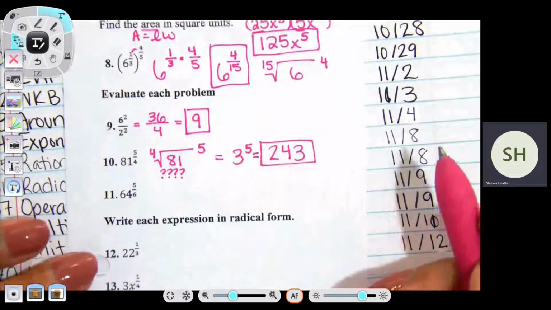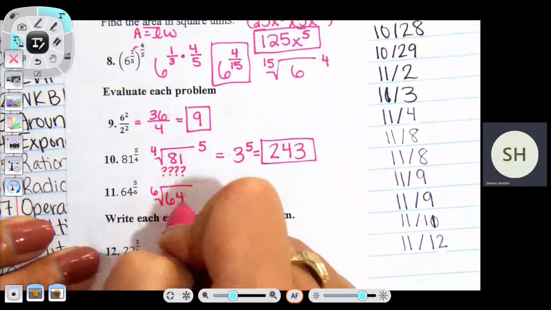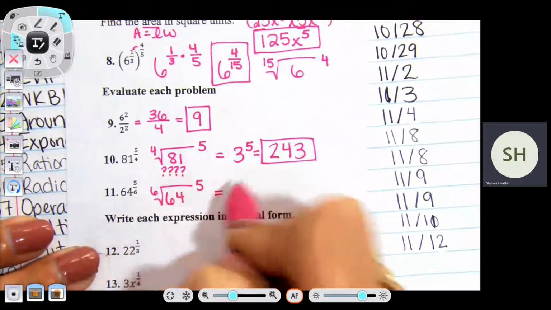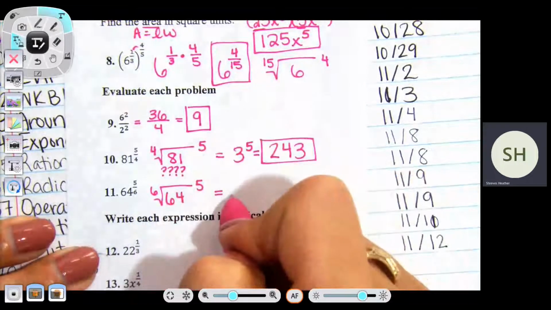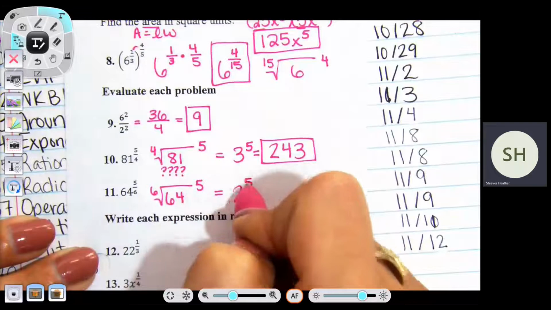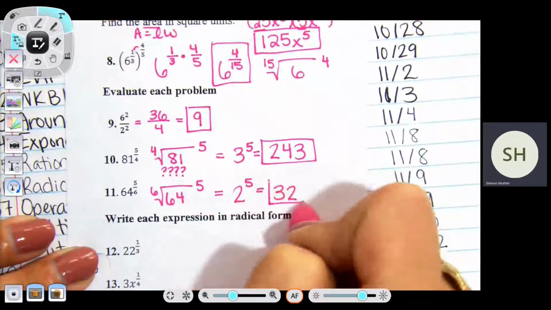I'm going to do the same thing for 11. I have the 6th root of 64 raised to the 5th power. I need 6 numbers that are exactly the same that multiply to make 64. Those 6 numbers are 2, and I'm raising 2 to the 5th power. 2 to the 5th power is 32.